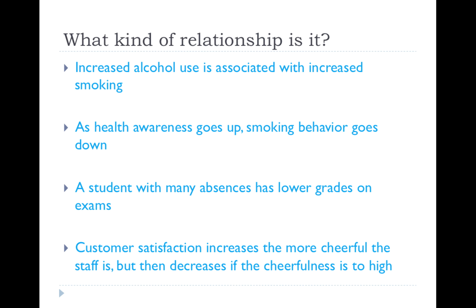Then a third example would be a student with many absences has lower grades on the exam. So as the number of absences goes up, the grades go down. This would also be an example of a negative correlation.